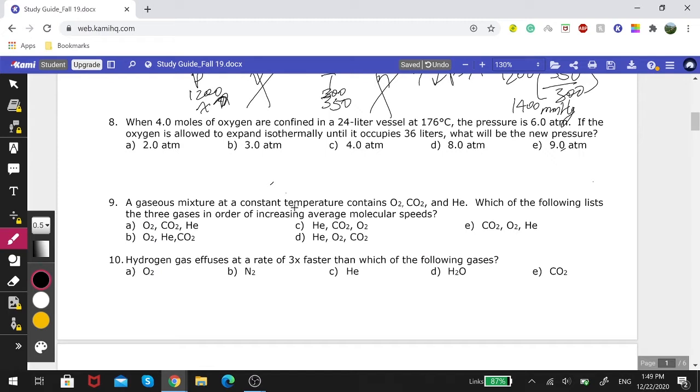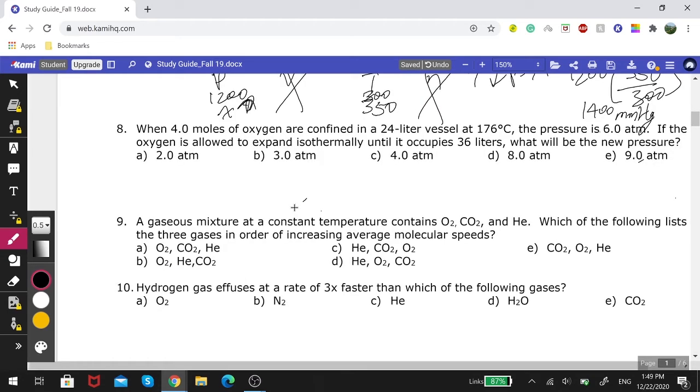Number 8, when 4.0 moles of oxygen is confined in 24 liters at 176, the pressure is 6 atmospheres. Okay, so we have our PVTN chart again. Pressure is originally 6 atm, and we're looking for the new pressure, which is X atmospheres. Volume is 24 liters, and it did not change at all. Oh, no, it did. It went to 36 liters. So volume is 24 to 36.